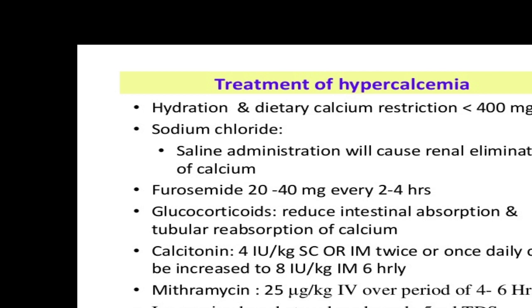Saline administration could be used in severe acute hypercalcemia conditions, which are comparatively less common from the clinical point of view. Diuretics like furosemide is also another drug which is often preferred. Glucocorticoids help in reducing the intestinal absorption and tubular reabsorption of calcium, which also is another option, particularly in patients who have renal diseases, nephrotic syndrome-like conditions. Glucocorticoids could be the used drugs.